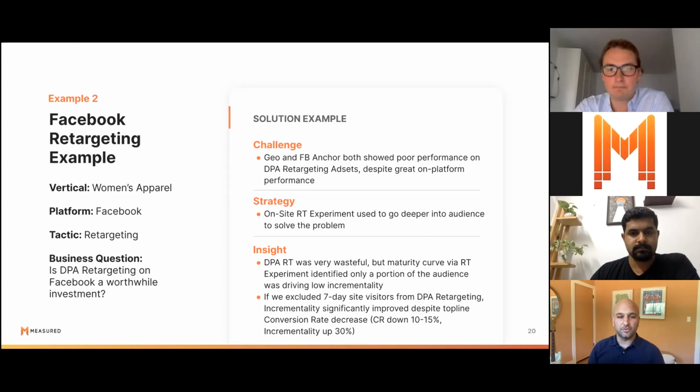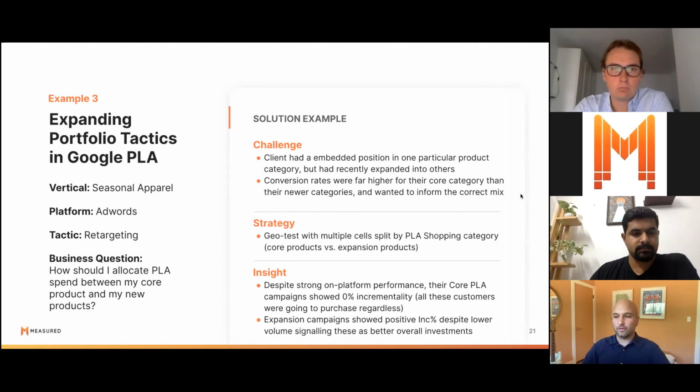So really interesting insight there. Thanks, Terrence. I think we have time for our PLA shopping one. I think this is a really cool example that we want to walk through really quickly, and then we'll go right to questions. So: expanding portfolio tactics in Google PLA shopping.